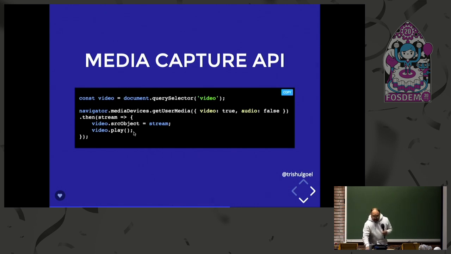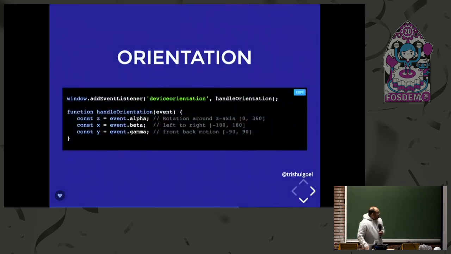Okay, next one. How many of you know device orientation? Okay, how many of you played Temple Run? It's old, I know. So what happens is, with this API, we get a three-dimensional position of our device. In this case, specifically mobile.